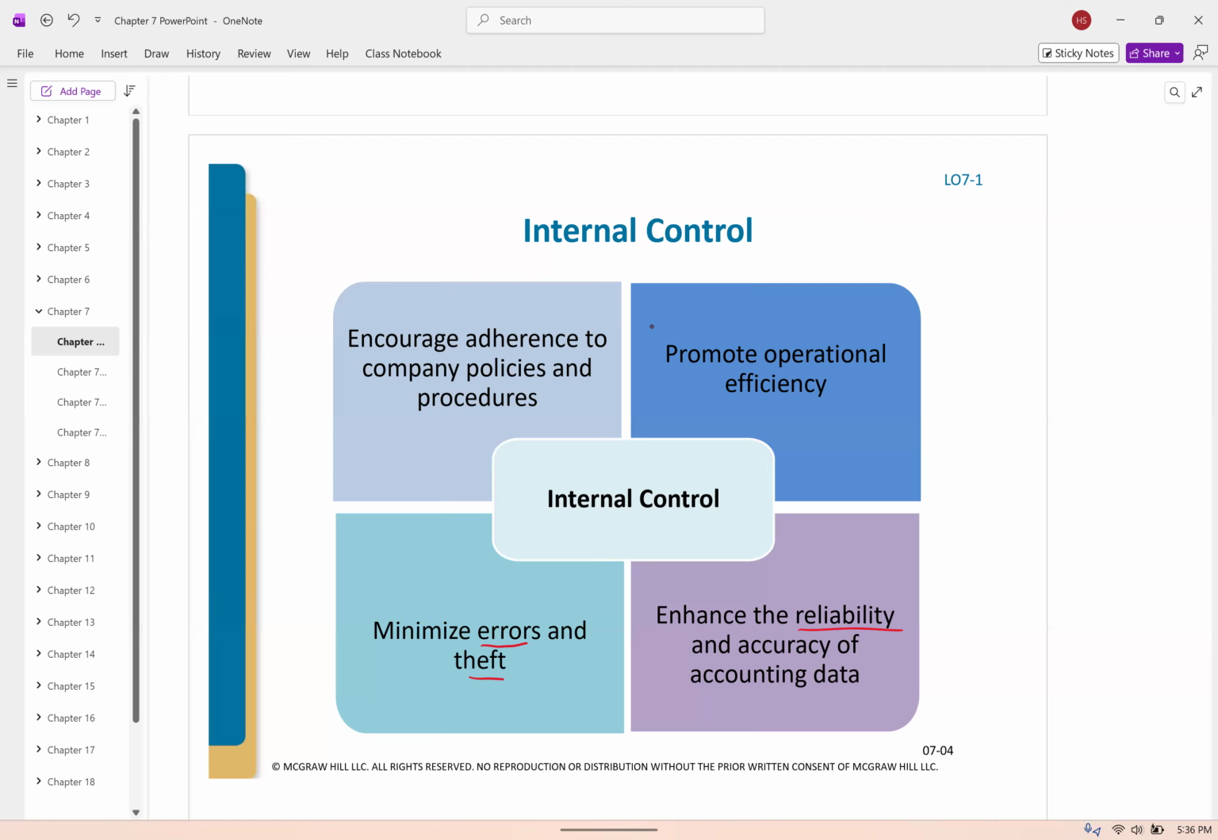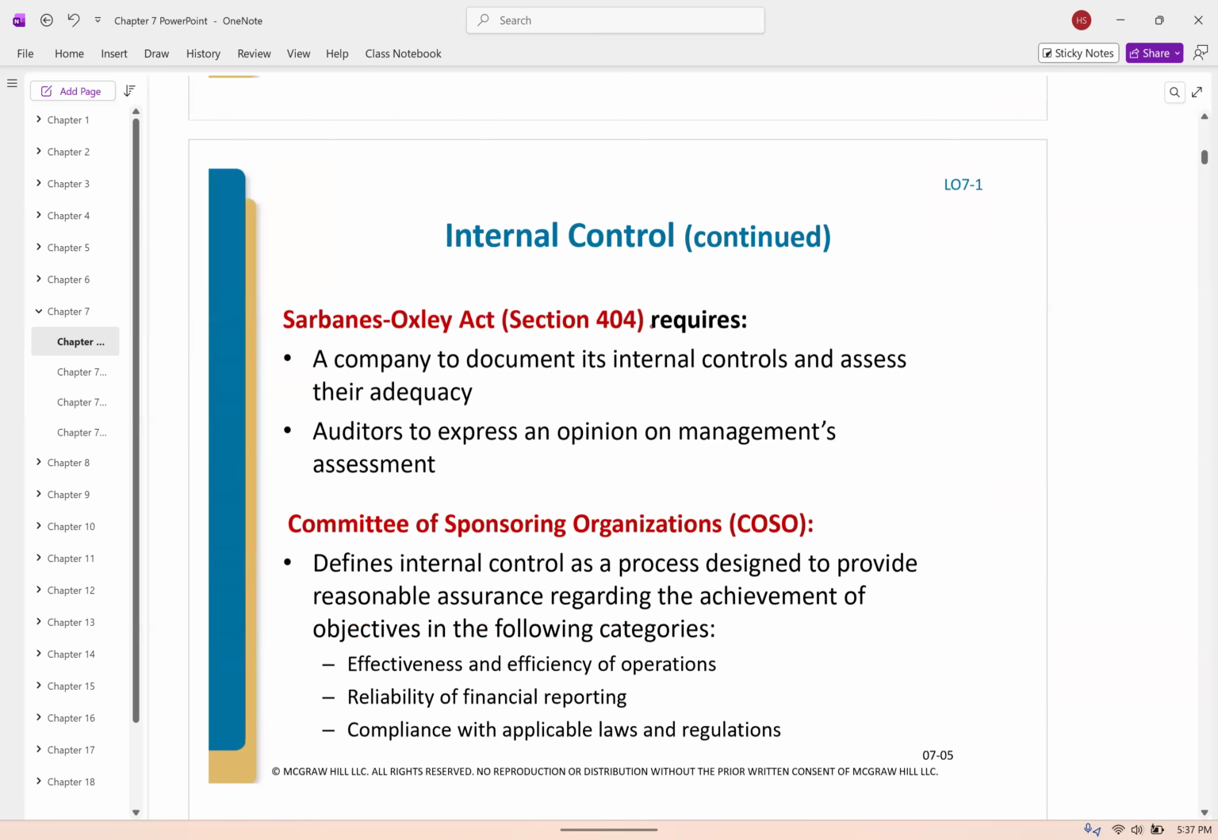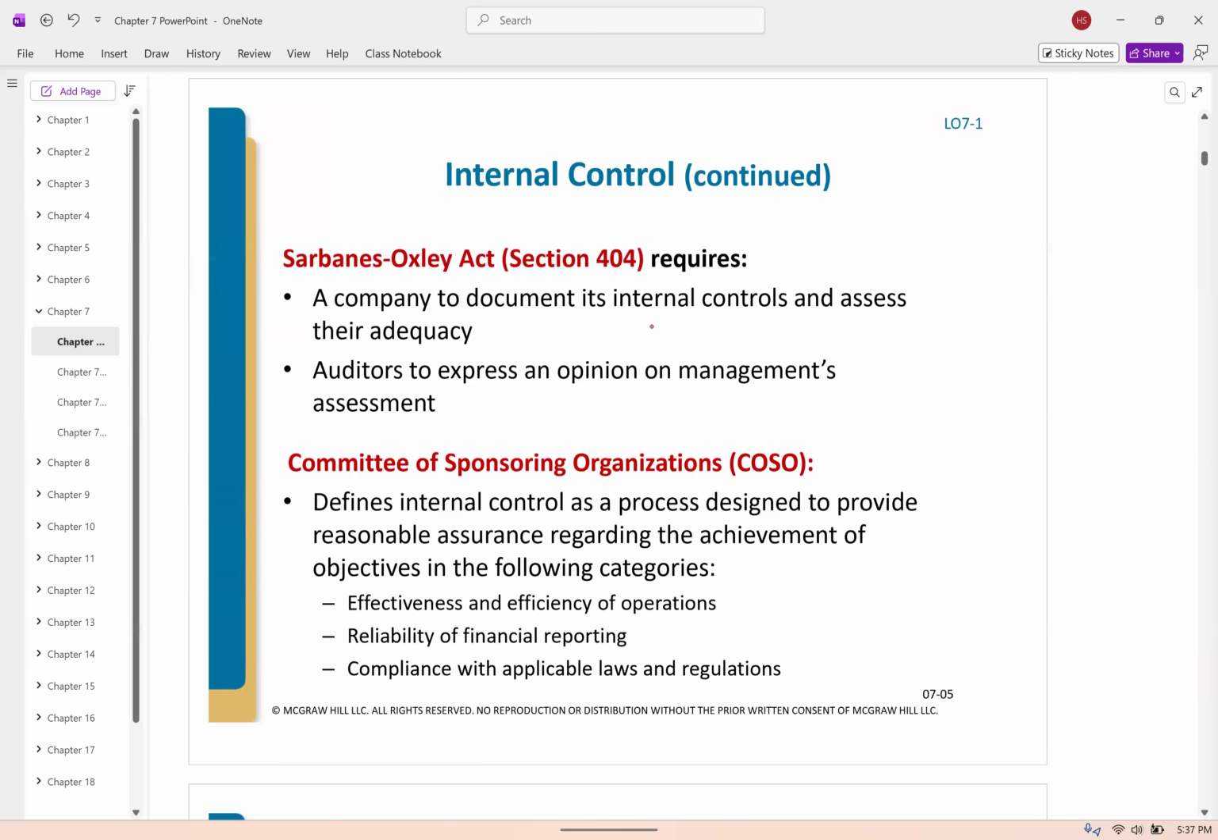If you can rely on the data and it's accurate, you can make better decisions. So the reliability and accuracy will help you rely on the data to make better decisions. And usually that turns into more profitability for the business. So a little bit more about internal control.